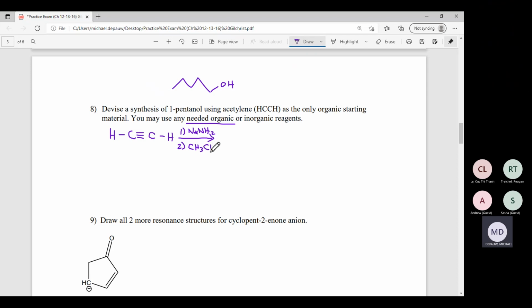CH3, CH2, CH2, Br. And what this would do is you would have your acetylide group act as a nucleophile. It would come in and kick out the bromine, and you'd end up with this molecule. 1, 2, 3, and then 4, 5, triple bond there.